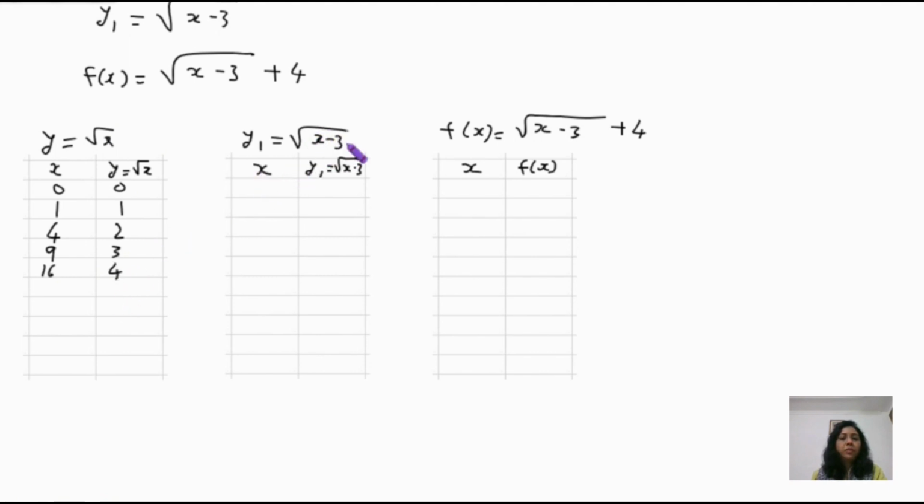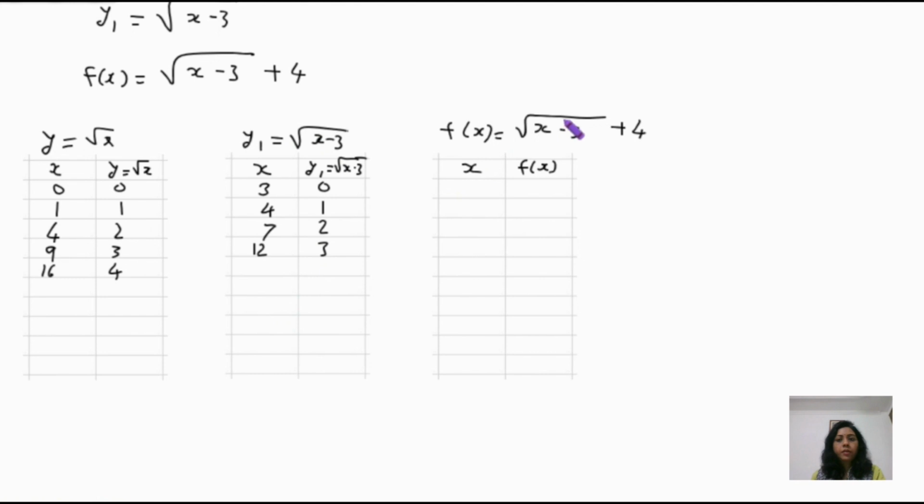Here x minus 3 can be 0 or more than 0. It means a positive number. So we can put 3. 3 minus 3 is 0, square root 0 is 0. We can put 4. 4 minus 3 is 1, square root 1 is 1. Here we can put 7. 7 minus 3 is 4. Square root 4 is 2. Okay, here we can put 12. 12 minus 3 is 9. Square root 9 is 3.